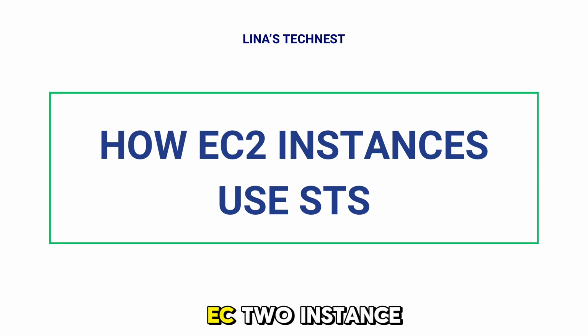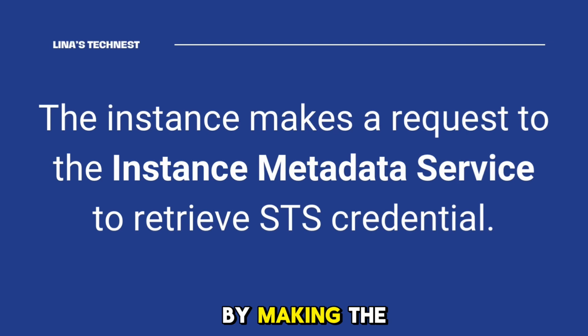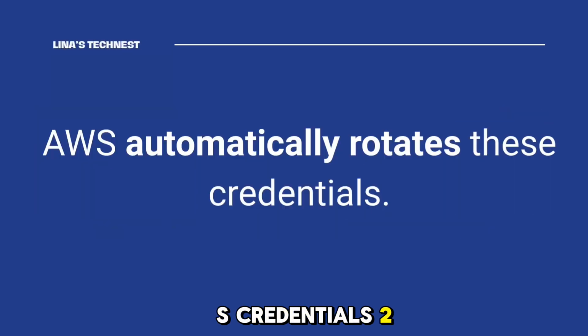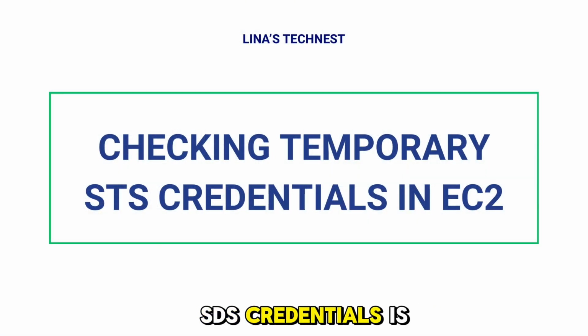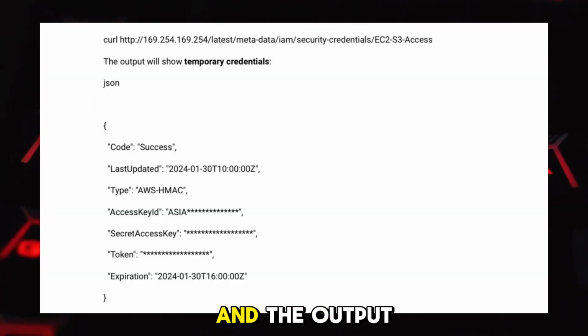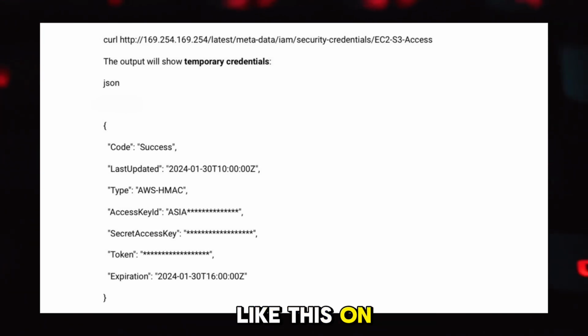So how does an EC2 instance use STS? It uses STS by making a request to the instance metadata service to retrieve STS credentials. AWS automatically rotates these credentials as well, and the credentials are valid for a short duration, reducing security risks. To see if STS credentials are assigned to the instance, you can run this curl command and the output will show the temporary credentials like this on the screen.